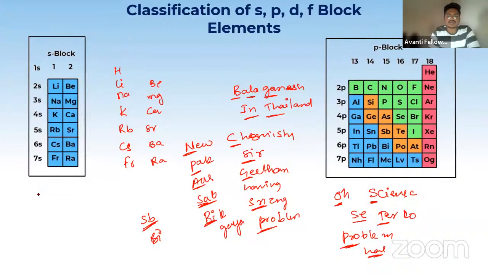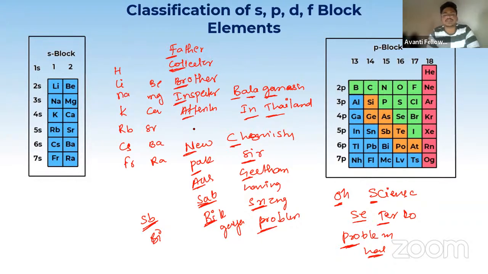Next one, group 17. What is it? Father, collector, brother, inspector, attention. So that is fluorine, chlorine, bromine, iodine, astatine. I hope you guys can remember the elements.